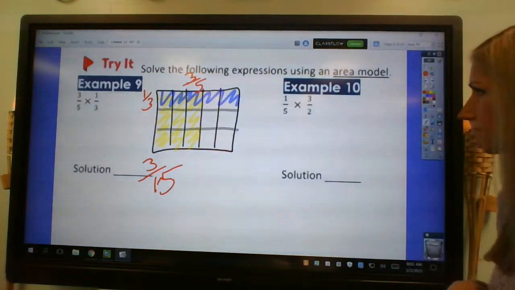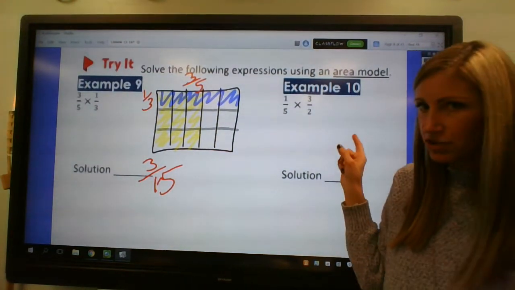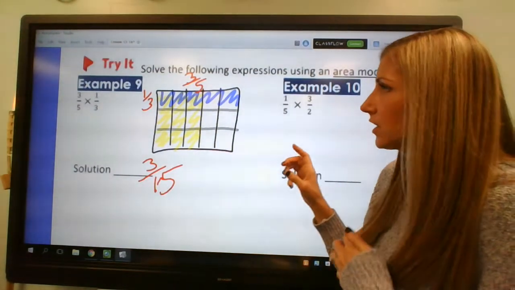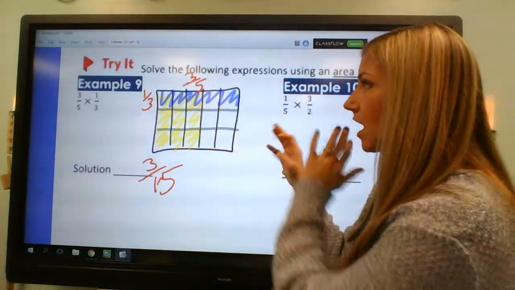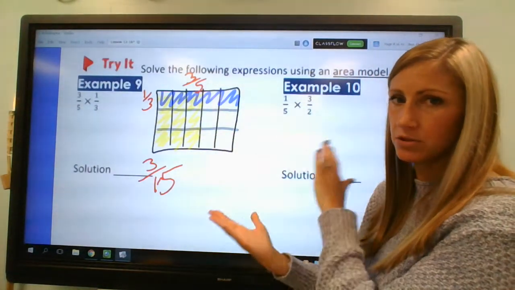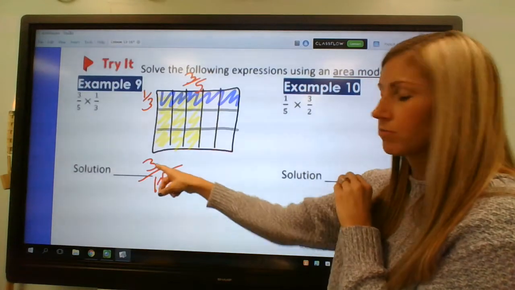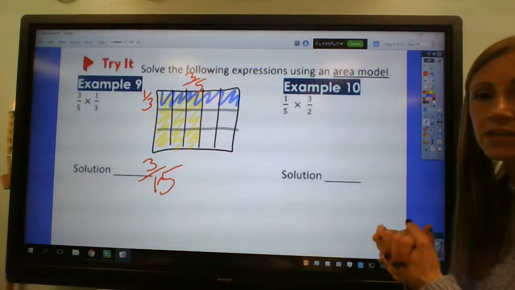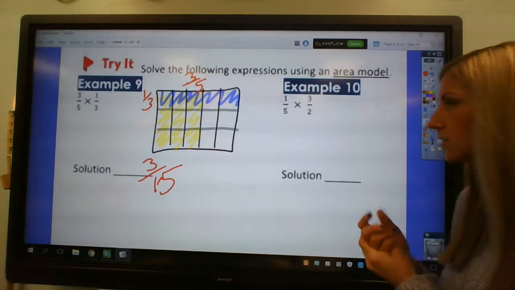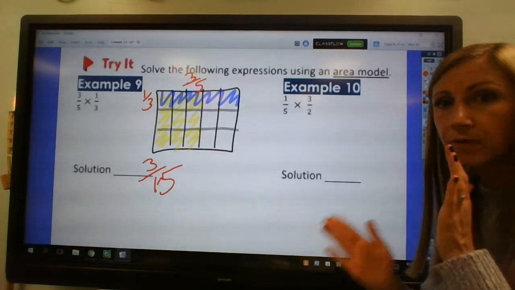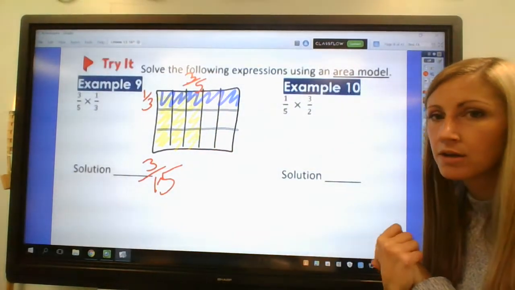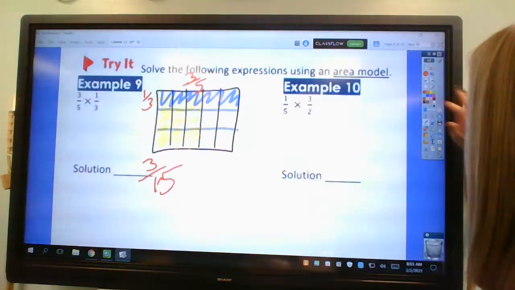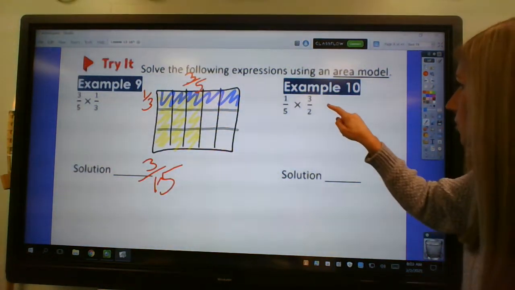Okay? So maybe pause and try this one. The similarities are going to be there as far as how we set it up, doing columns, doing rows, how I get my numerator, and what my denominator is shown in the area model. So maybe try this one and then let's compare and see how you did. So that would be time to pause. Okay, let's see how you did.